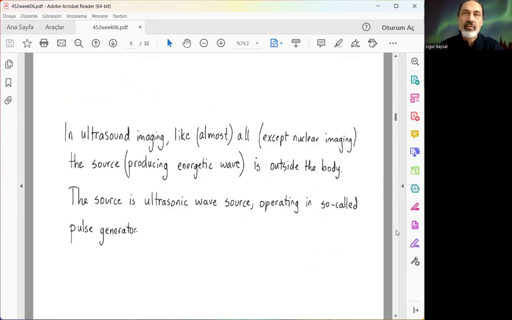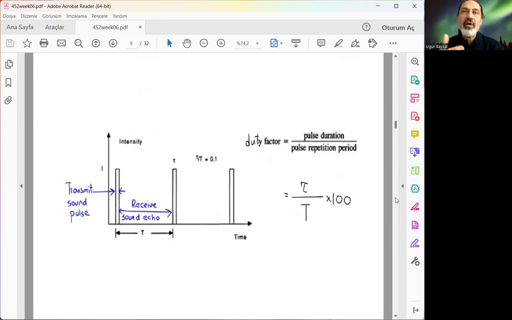The source is an ultrasonic wave source. Here, that's an oscillator and piezoelectric crystals creating mechanical vibrations. So the energy is transmitted like a mechanical vibrational wave. And the transmitted energy is in pulsatile form, where you see the period of transmitting moments with some amplitude I and duration tau, and tau over the general period is called the duty factor of transmitting.